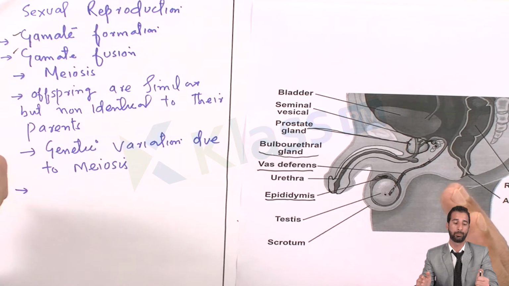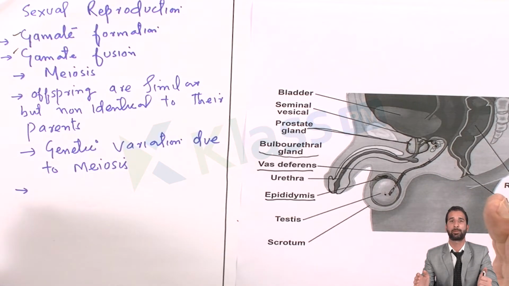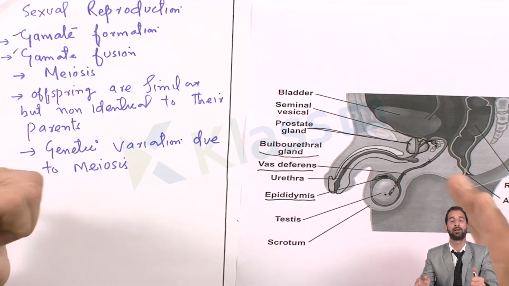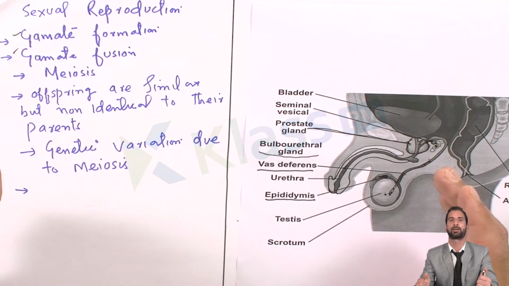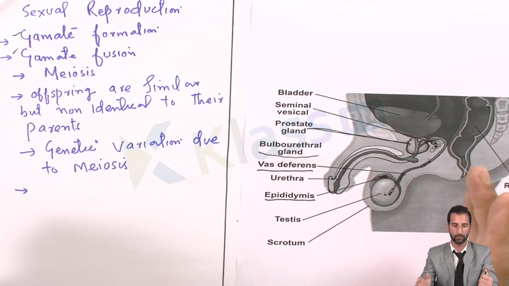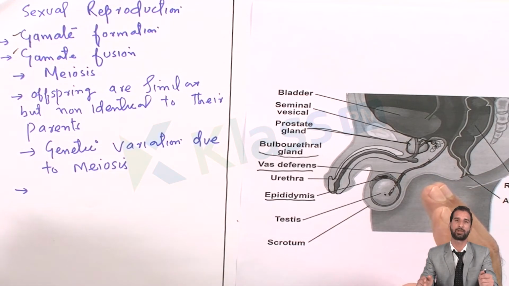But if meiosis is not there, then mostly sexual reproduction is not possible, because only haploid gametes are viable, and only they can form a viable zygote. If diploid gametes fuse, the zygote cannot be viable and cannot develop. So these are the three aspects which are very necessary as far as sexual reproduction is concerned.